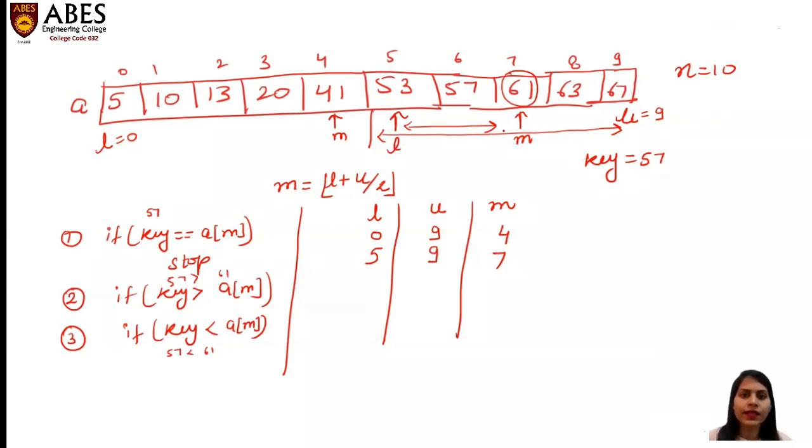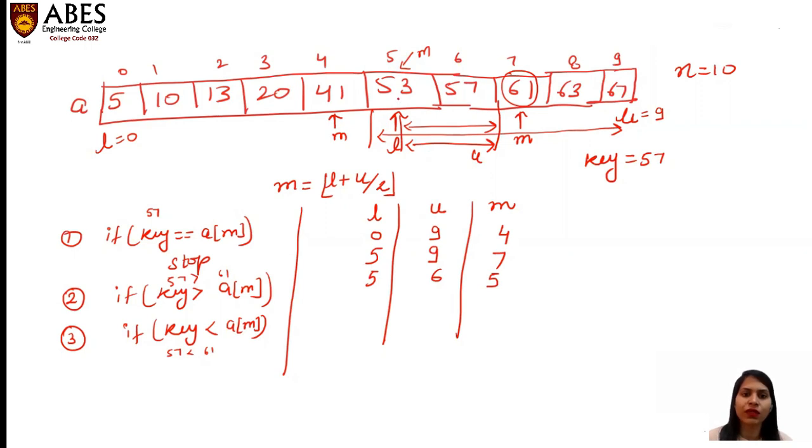Right? In this case, now our array is this. This sub-array is left where we are searching. In this case, we have to shift the upper value from here to here. That is, upper equals m minus 1. Next time, L will be 5, U is 7 minus 1, that is 6. Again, we will find m. 6 plus 5 by 2, that is 5. Now, the middle value is 5.